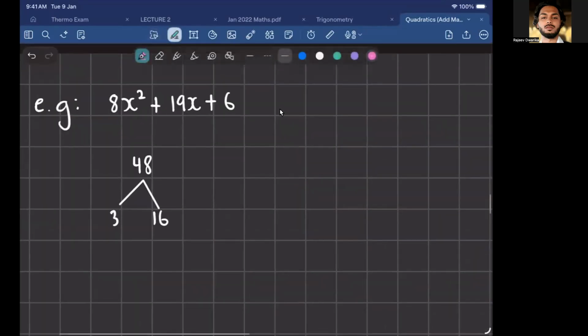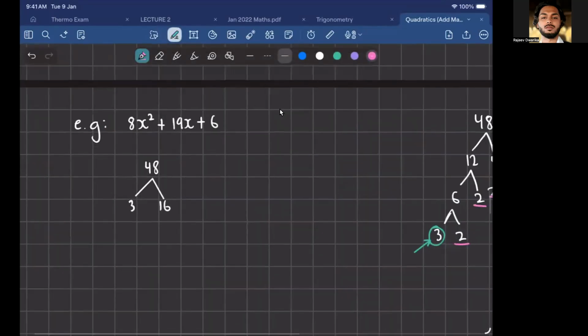All right. So yeah, 3 and 16. Tell me what's in the next line. There'll be 8x squared plus 3x plus 16x plus 6. Great. What am I going to do in the next line? Then you have to factorize them out. Let me see how you're going to do this one.